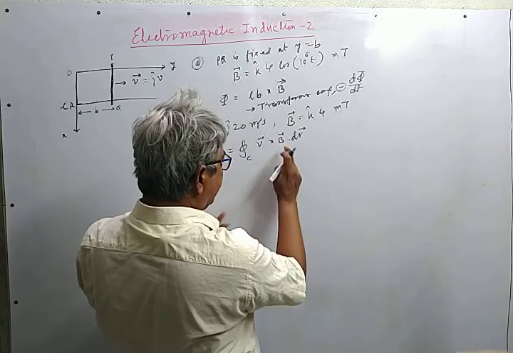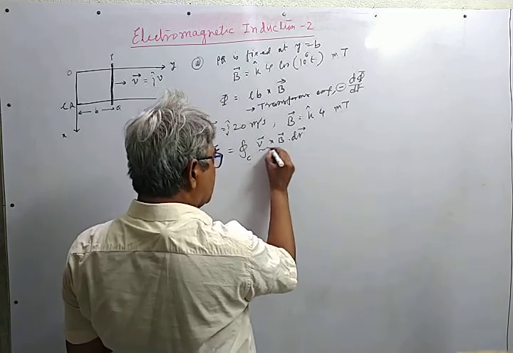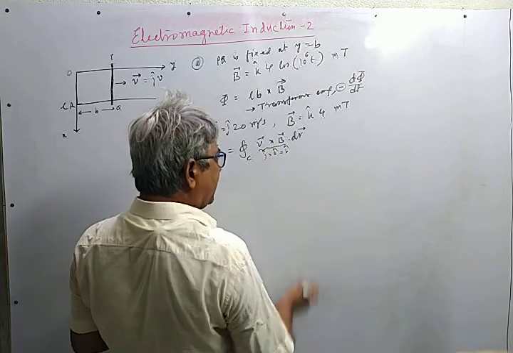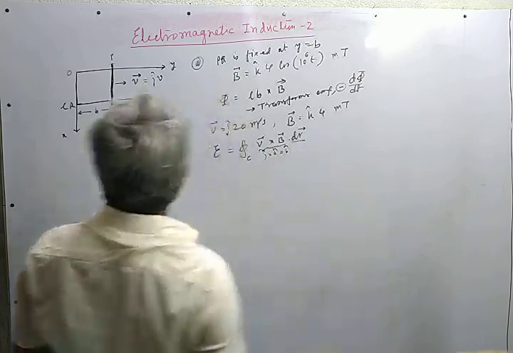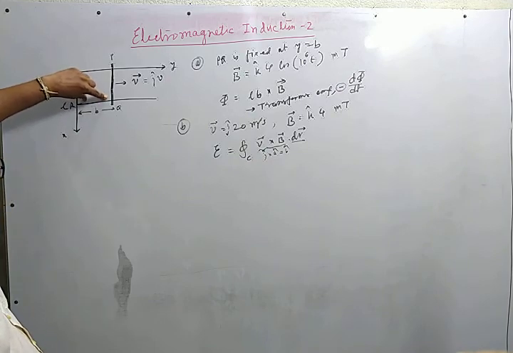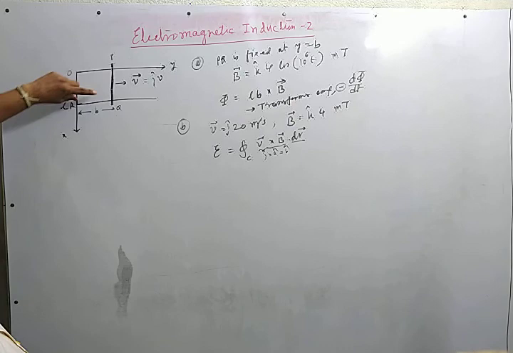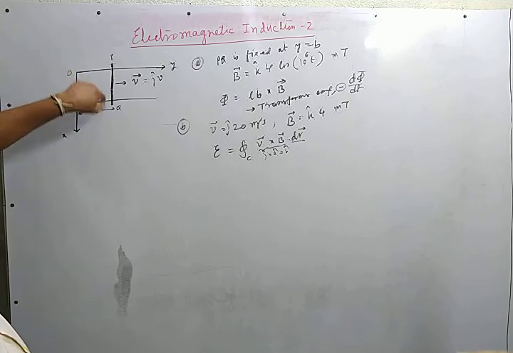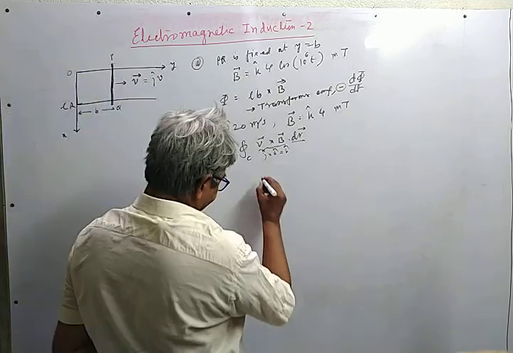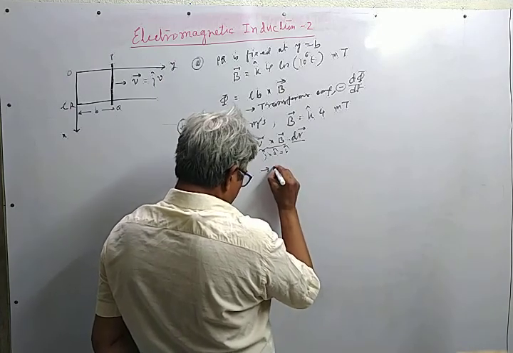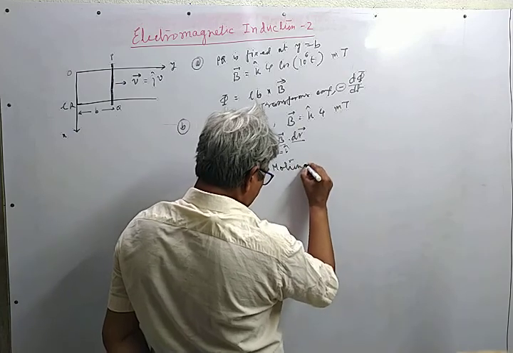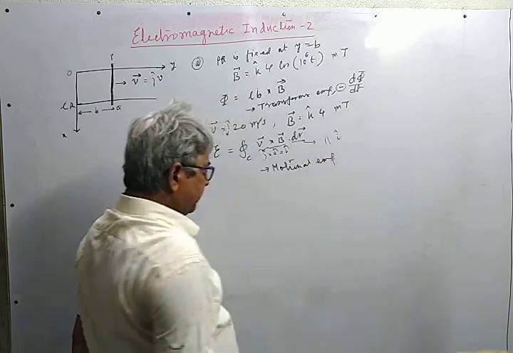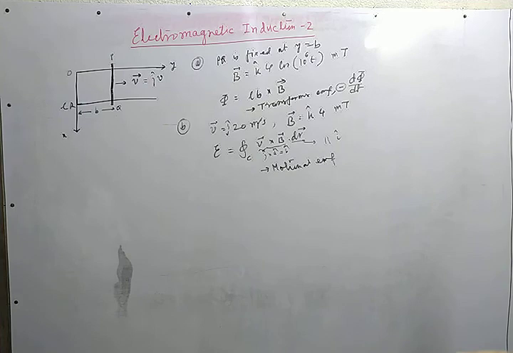Since v is along j cap and B is along k cap, this part j cross k is along i cap. And dr along this direction is along i cap. This is also along i cap, but this side is along j cap and this is along j cap, which does not contribute. So the contribution comes from the parallel sides only, and it gives you the motional EMF. You only need to consider the component of dr which is parallel to i cap.